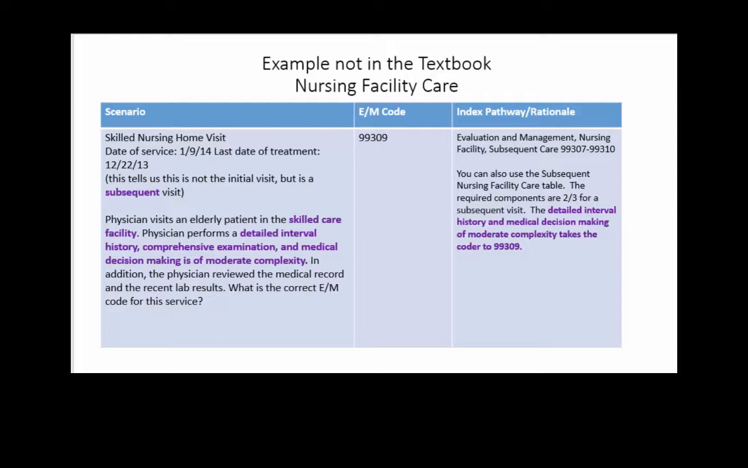So we look at the subsequent visits in the nursing facility, and the documentation tells us it's a detailed interval history, comprehensive exam, and medical decision making. There is a subsequent nursing facility care table that we can use. It requires 2 of 3 components, and we have those: detailed interval history and moderate complexity medical decision making, taking us to 99309.